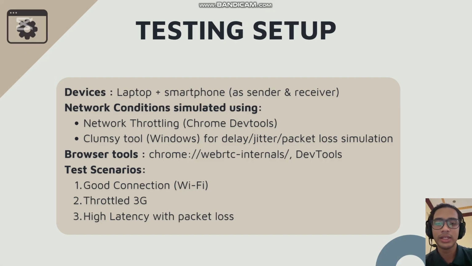The next slide is the testing setup. For devices, the sender is my laptop and the receiver is a smartphone. Network conditions were simulated using network throttling in Chrome DevTools. For the browser tools, I used Chrome WebRTC internals to get the stats. There are three conditions that I used: good connection, throttled slow 4G, and high latency with packet loss, which is the throttled 3G.